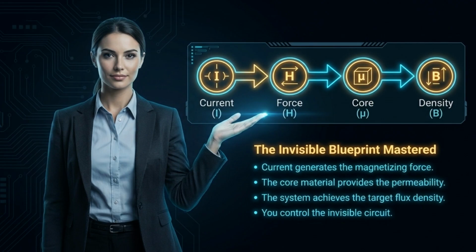We have mastered the invisible blueprint. Current I generates the magnetizing force H. The core material provides the permeability mu, leading to the target flux density B. You control this invisible circuit.